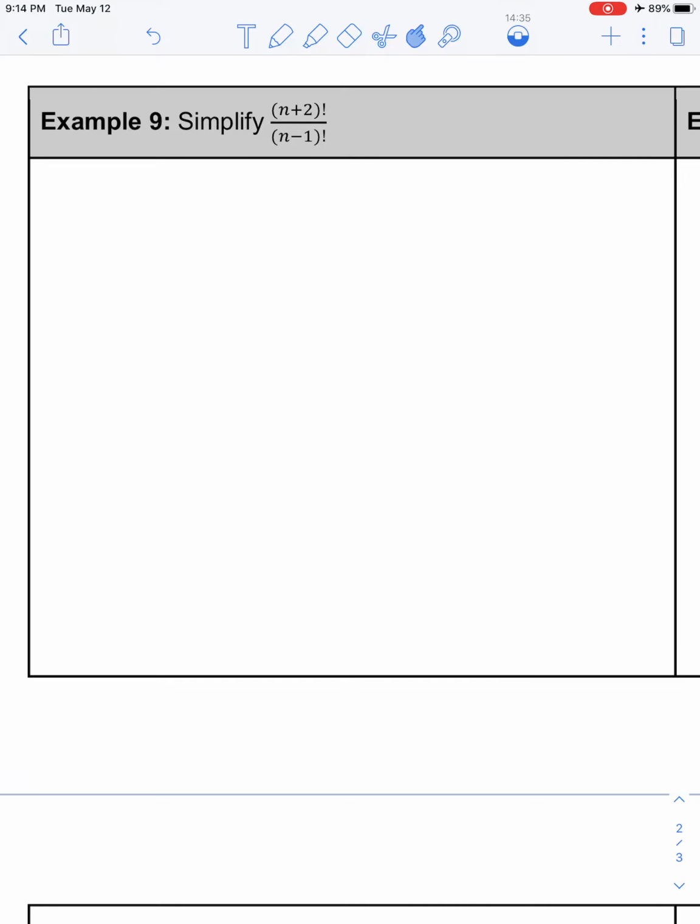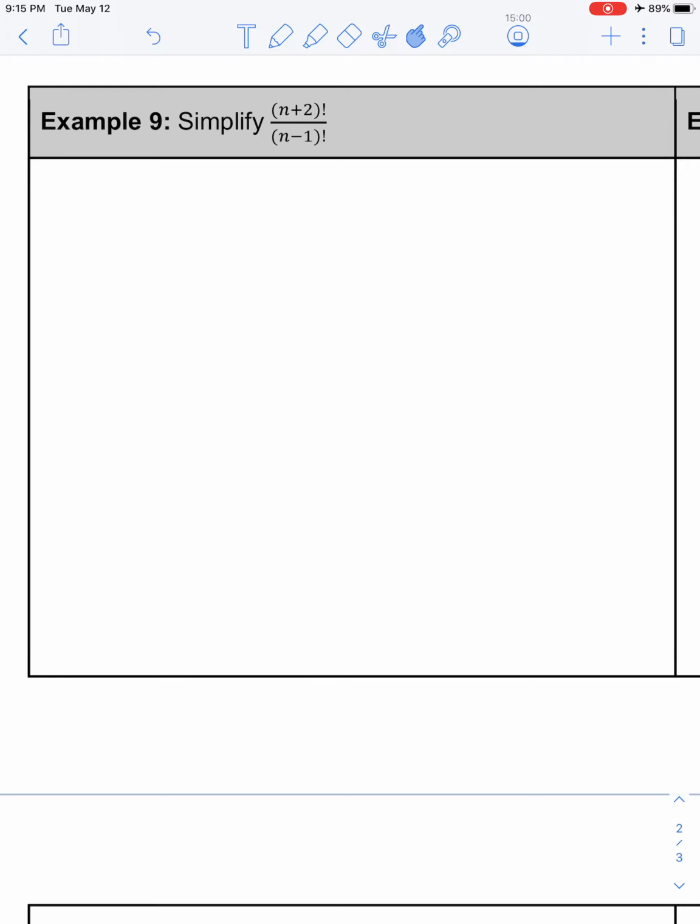This video is going to look at example 9 and example 10 from your factorial notes. So you'll see right from the beginning that this looks a little bit different, maybe a little bit intimidating in comparison to examples 1 through 8 that we saw. But the definition that we're going to rely on, this idea of factorials, is going to stay the same.